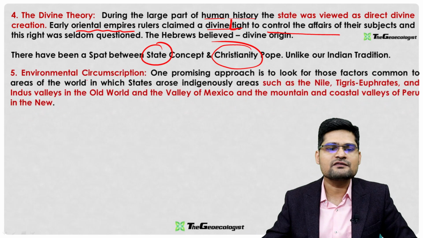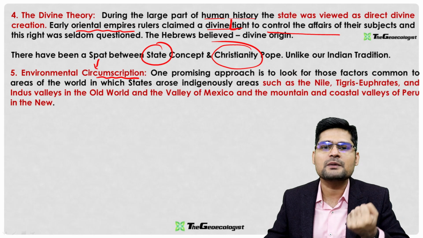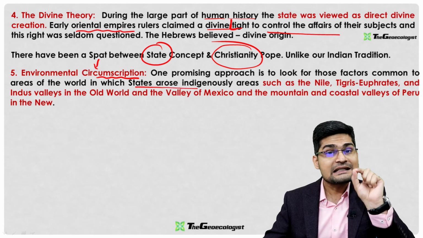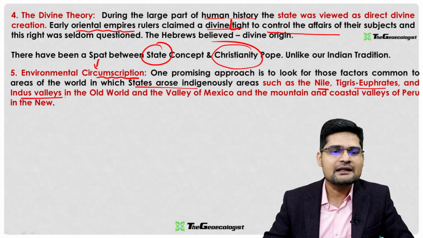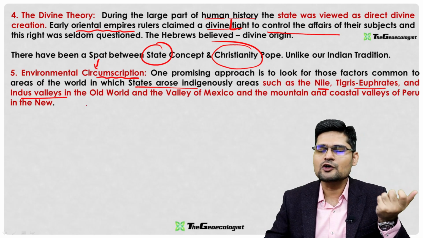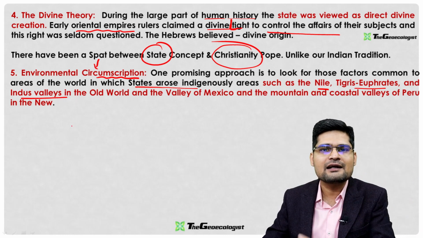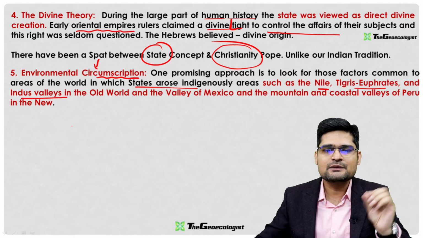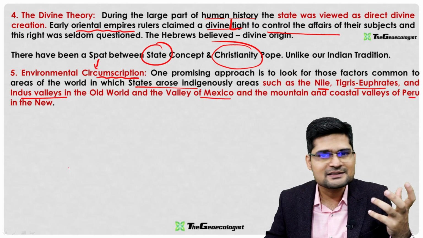Then further, if you observe environmental circumscription, the environment paved the way for people to create the state. For example, if you observe those states that arose indigenously from their natural habitat, like the Nile, Tigris, Euphrates, Indus Valley. When you see the Nile, Tigris, Euphrates and Indus Valley civilization, what you observe is that the old world was based on certain natural parameters of fertile land, of the fertile crescent, of people involved in agriculture, surplus, and then the creation of a state around it. Similarly, if you observe the valleys of Mexico and the coastal valleys of Peru, the Mesoamerican civilization.